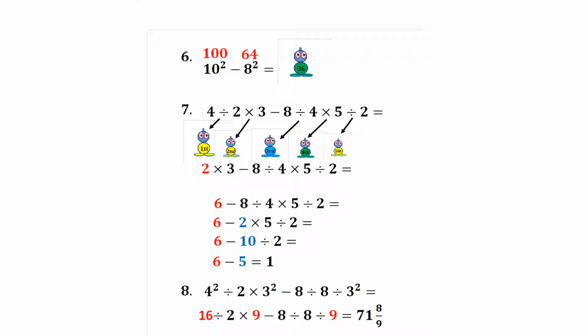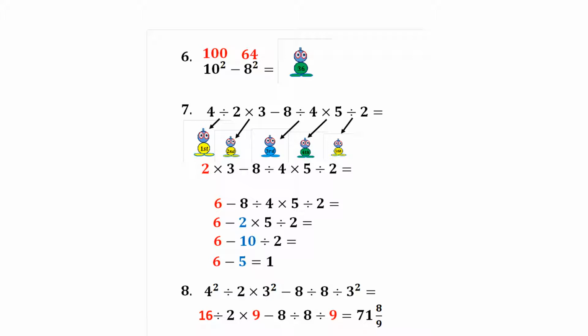Our next problem, we have division, multiplications, and subtraction. We're going to read left to right. We see the first math bug shows that 4 divided by 2, starting on the left, is our first step. And then after we do that, we're going to do the second step.